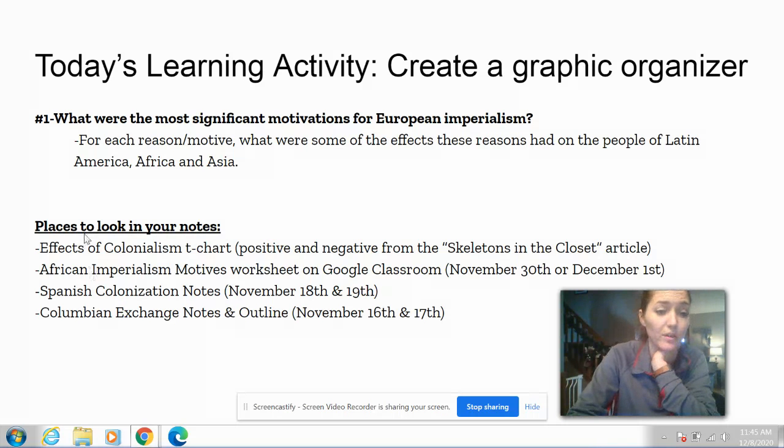All right, here's where you can look in your notes to help you create your graphic organizer. The effects of colonialism T-chart will be really helpful. Remember, that was the one you did this week on the positives and the negatives from the Skeletons in the Closet article. African imperialism motives worksheet, that was last week, November 30th or December 1st is when it was posted. Spanish colonization notes was posted on November 18th and November 19th. Columbian exchange notes and outline was posted on November 16th and 17th. So those are some notes that you can look for that'll help you out.